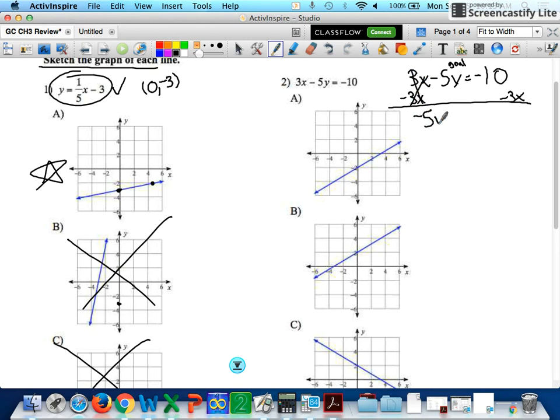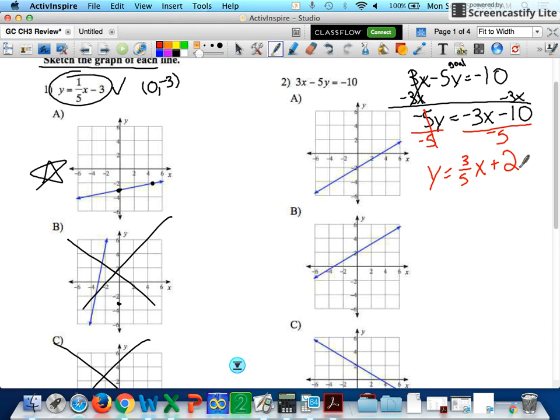I have -5y on the left equals, I'm going to go ahead and write this -3x in front because I know that's what I need for slope-intercept form. Then I have a -10. My next step is divide each side by whatever number's in front of the y, which is a -5. I divide by -5. Those cancel. This -5 goes to both pieces. So it's y equals -3 and -5 become a +3/5 x. And then -10 divided by -5 is a +2. So that's my slope-intercept form.